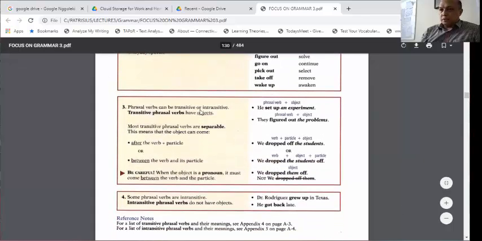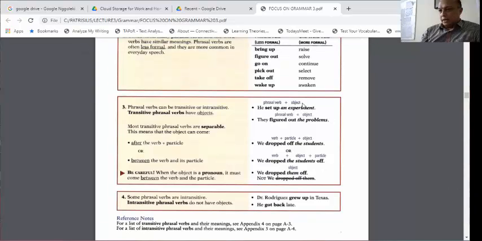Of course, phrasal verbs can be intransitive or transitive. Intransitive means not followed by an object, and transitive means followed by an object. I guess that's familiar to you. So for example, you have, he set up an experiment. He set up here is transitive because it is followed by an experiment.